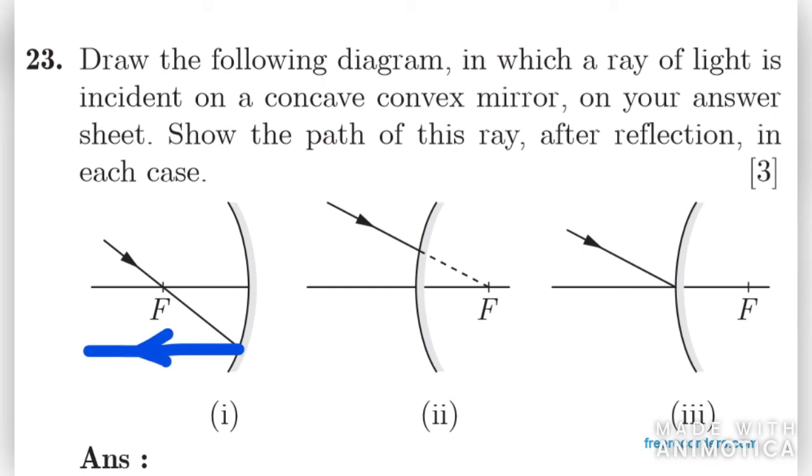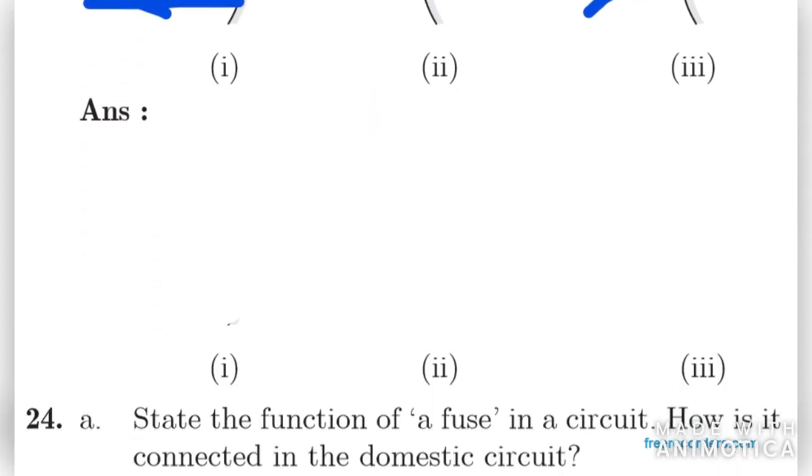In the second one, it will get reflected back parallel to the principal axis. Then in the third one, it will be reflected back again, forming the incident and reflected angles. So it will be angle I and angle R. So that's all for question number 23. That's all you have to draw in question 23.